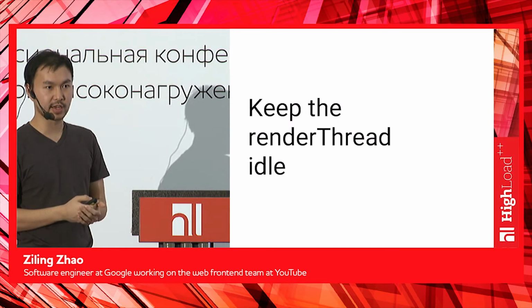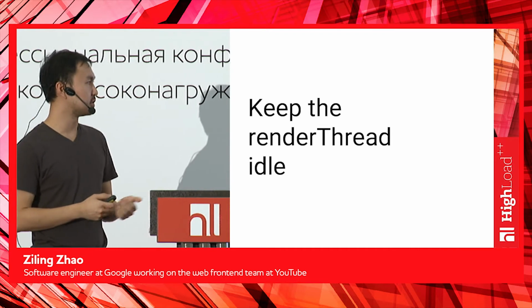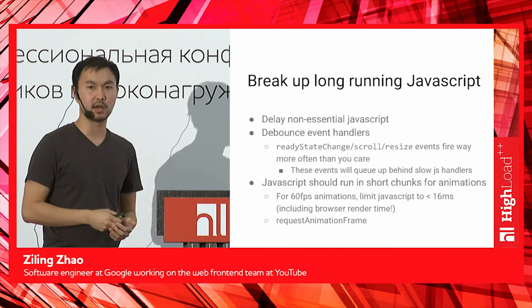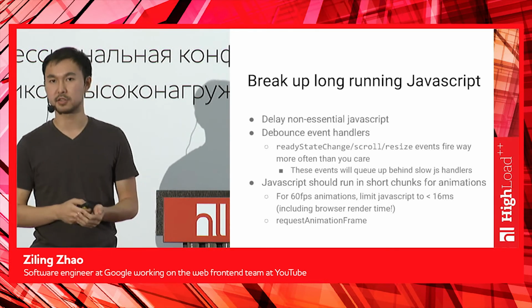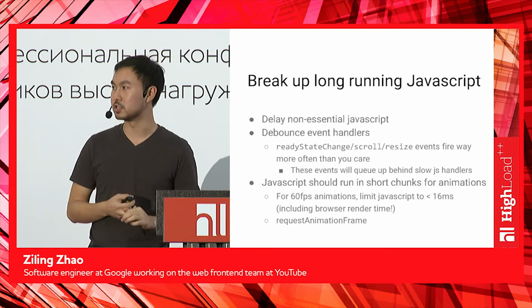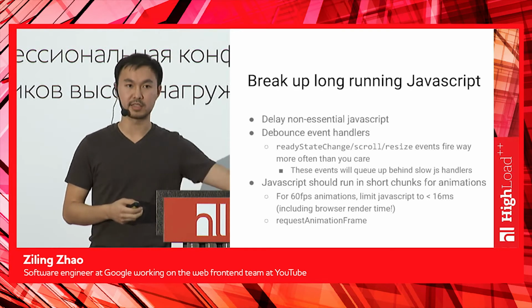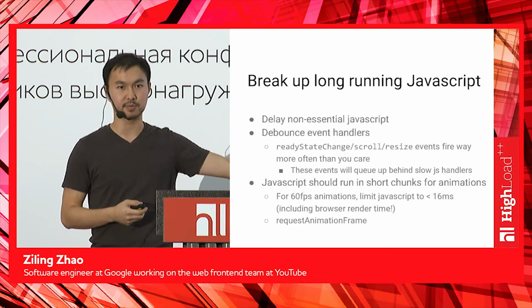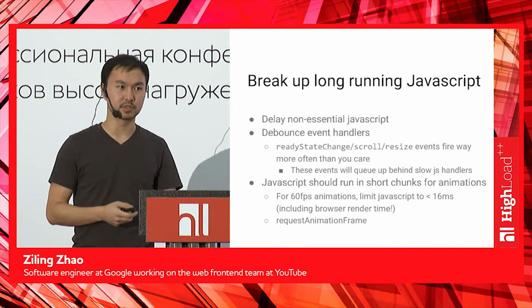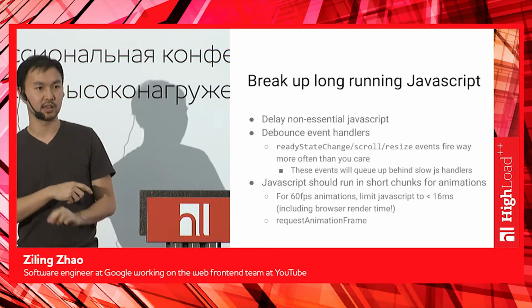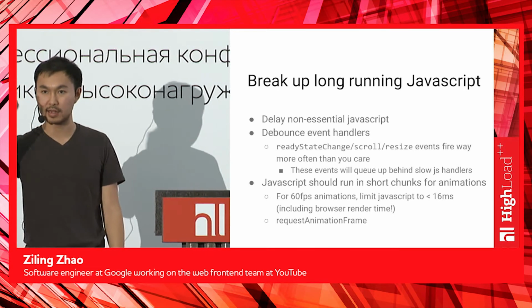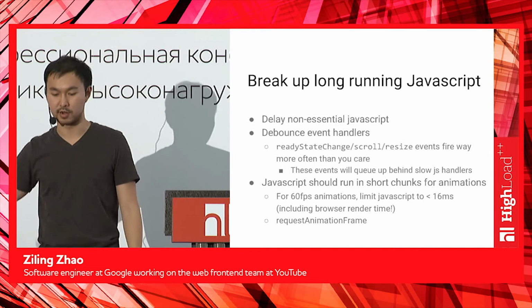So how do we make this fast or faster? Number one is keep the render thread idle. That means delay non-essential JavaScript. It means debounce your event handlers. Some events in the browser happen way more often than they need to, and it's because of legacy reasons. Ready state change basically fires as fast as possible every single time it receives a new byte. That can be pretty terrible. Scroll and resize also fire a lot of events. So you want to be very careful when you bind to those, because if they are handling every single event, that's going to block your render thread.